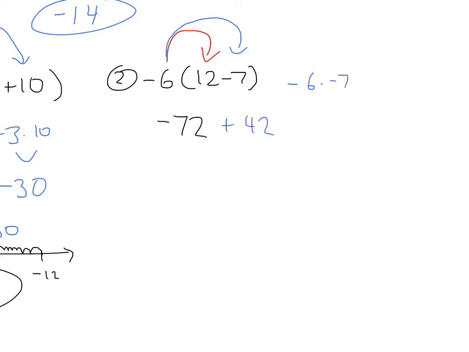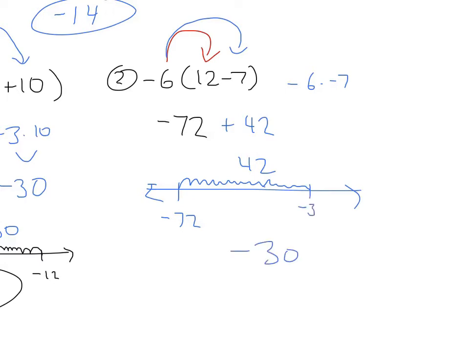So negative 72 plus 42, that's like being on a number line and saying I'm at negative 72. I'm going to add 42, which means go to the right 42 times. So let's pretend there's 42 of those. And that would get you negative 30. That spot right there, if you move 42 times, would be at negative 30.